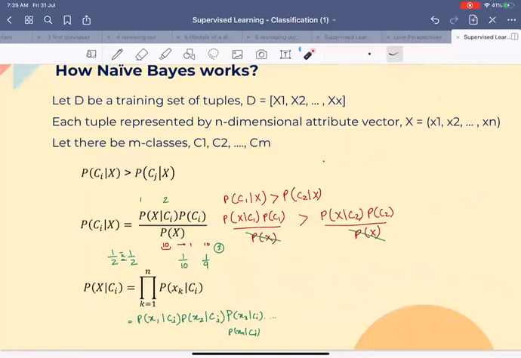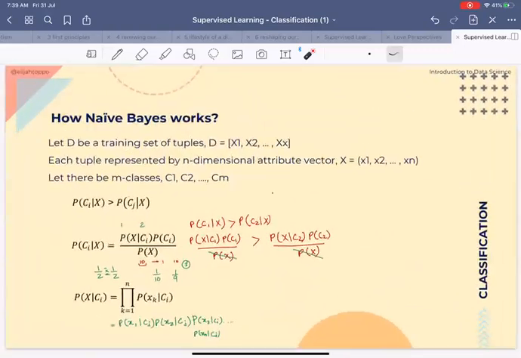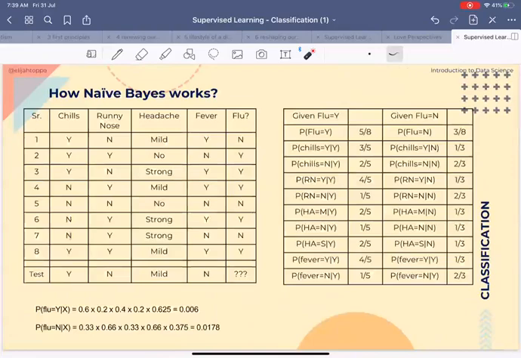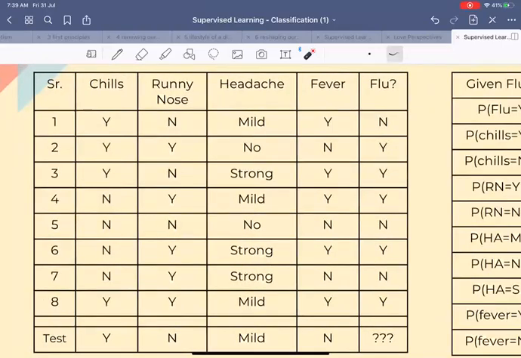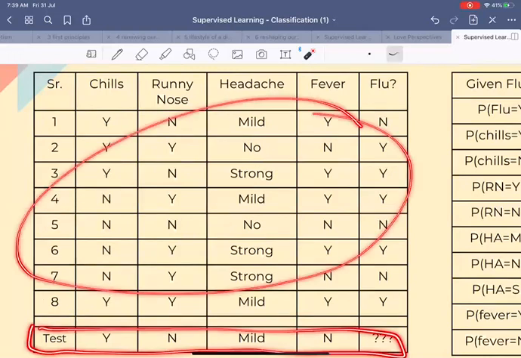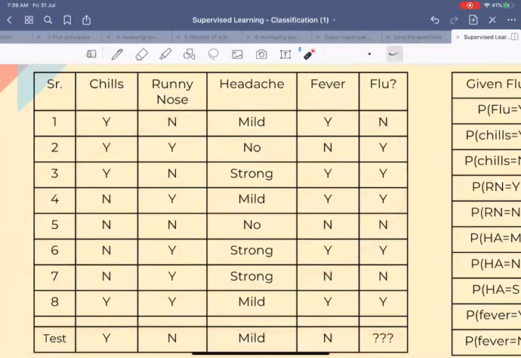Yeah, let me go to the example. Probably the example will make more sense on how things are happening. So let's say this is our training data. We have 8 training examples, and this is our test data. Using these training examples, we have to learn something that will help us evaluate this unseen case.